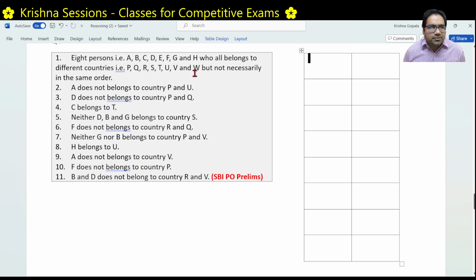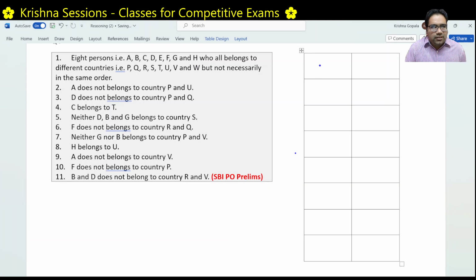There are 8 persons who all belong to different countries P, Q, R, S, T, U, V, W. 8 persons and 8 countries. We don't know which person belongs to which country. That is what we have to do. So first, this problem is actually an easy problem.